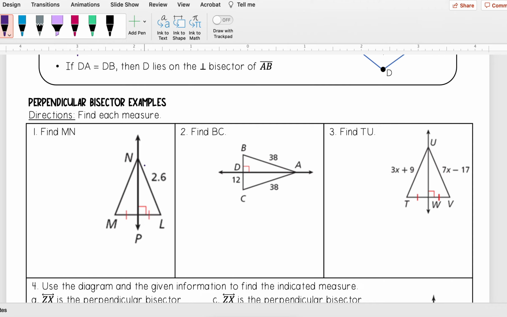So that means this point N is equidistant from L and M. In other words, NL is congruent to MN. So MN is equal to NL. Well, we know the length of NL is 2.6, so that means that MN is also equal to 2.6.